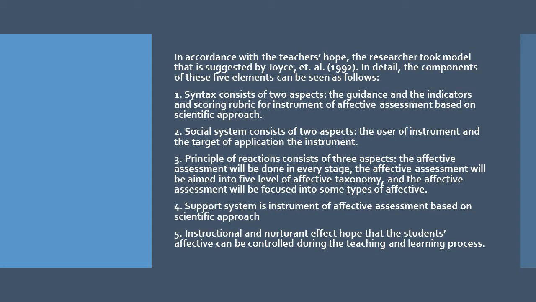In accordance with the teachers' hope, the researcher took the model that is suggested by Joyce et al. in 1992. This model consists of 5 elements. The first is syntax, which consists of 2 aspects: the guidance, and the indicator and scoring rubric for the instrument. The second is social system, which consists of 2 aspects: the user of the instrument and the target of application. The third is principle of reaction, which consists of 3 aspects: it will be done in every stage, will be aimed at 5 levels, and will be focused on some types of affective. The fourth is support system, which is the instrument of affective assessment based on scientific approach, and the last is instructional and deterrent effect, hoping that the student affective can be controlled during the teaching and learning process.